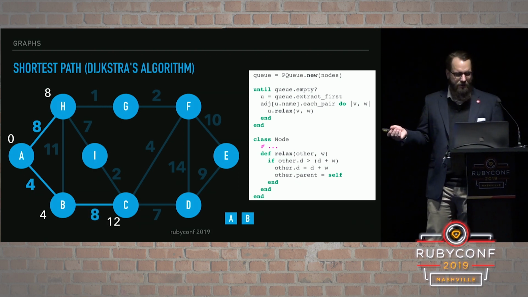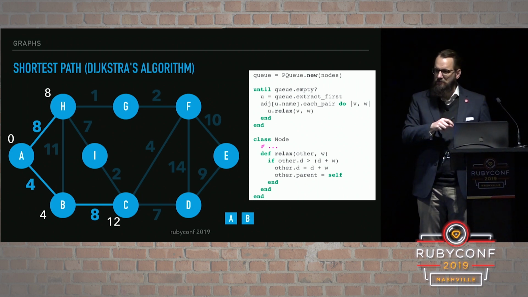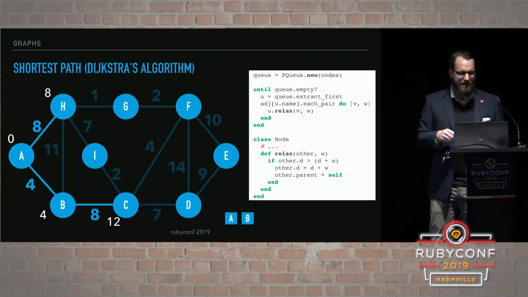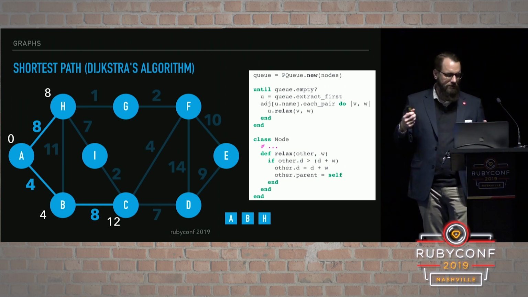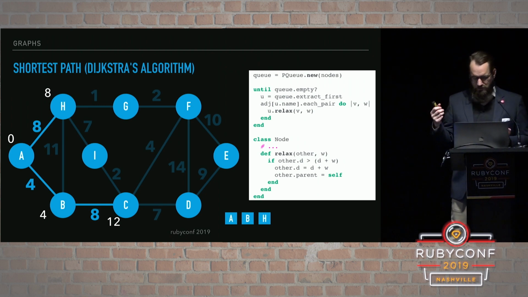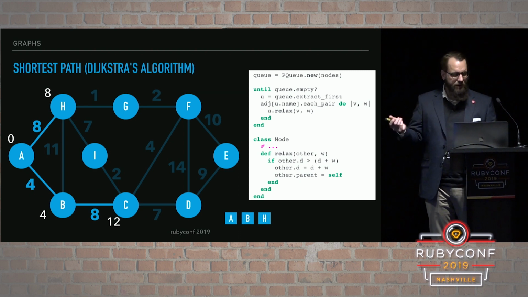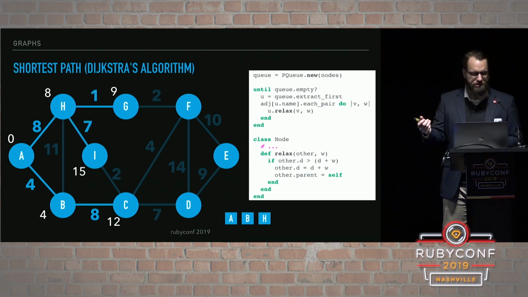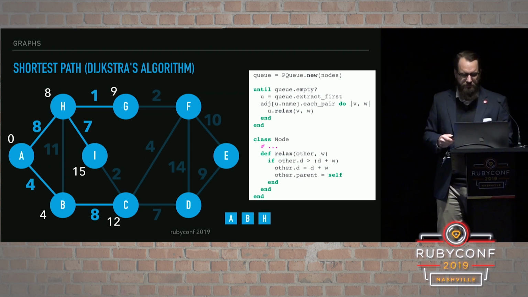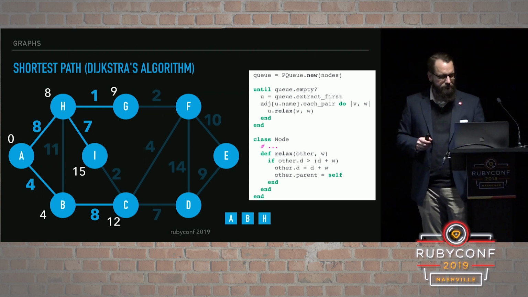And notice that C now has a 12 because that is the addition of the costs to get from A to C. Next, we're going to consider H. H, of course, is not going to add B because you can get to B in 4, and 8 plus 11 would not be a great way to do things. But we are going to add I and G. And so I gets 15 because that's 7 plus 8, and G gets 1 more than H because it costs just 1 to get there.